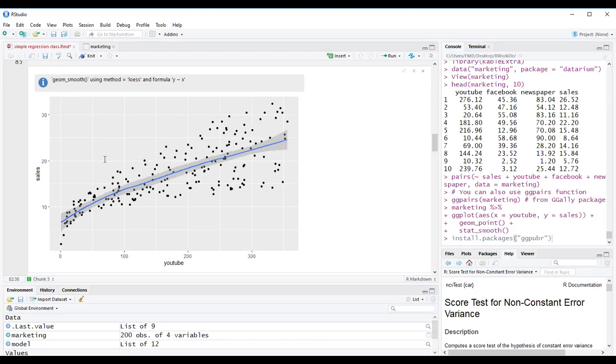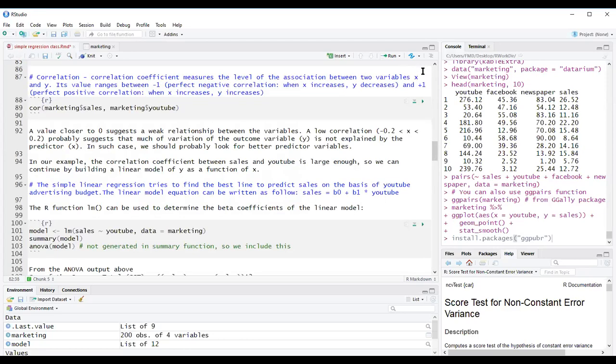Okay. All right, so this is the scatter plot of your independent variable YouTube and your dependent variable sales. All right, then we now go to our regression.